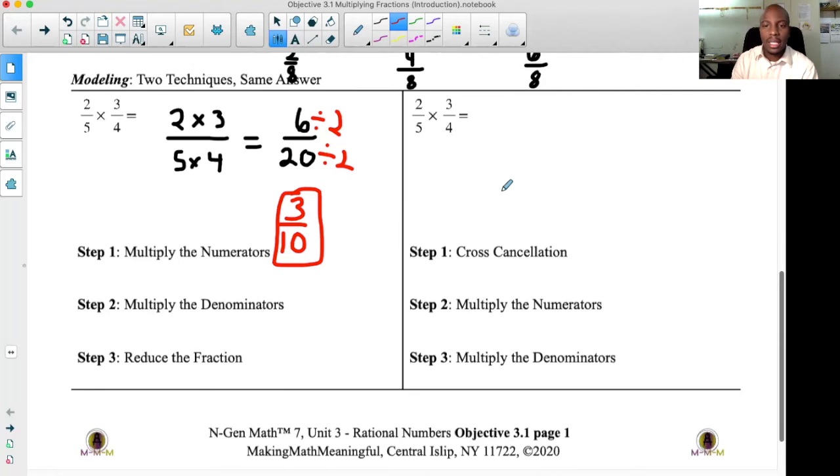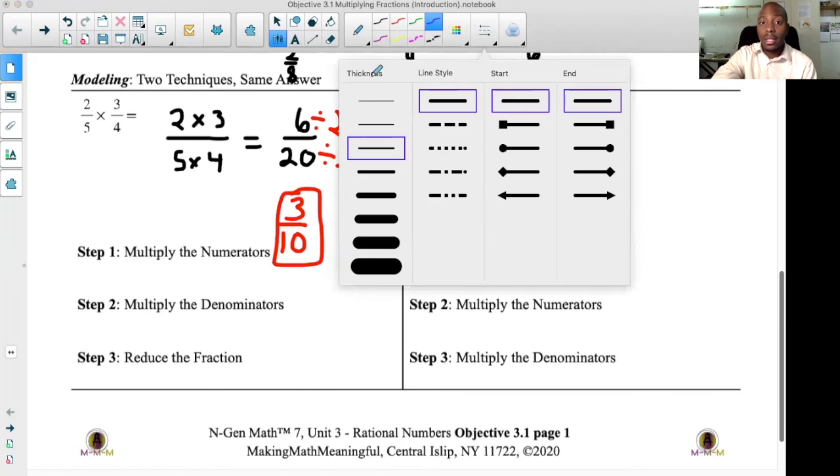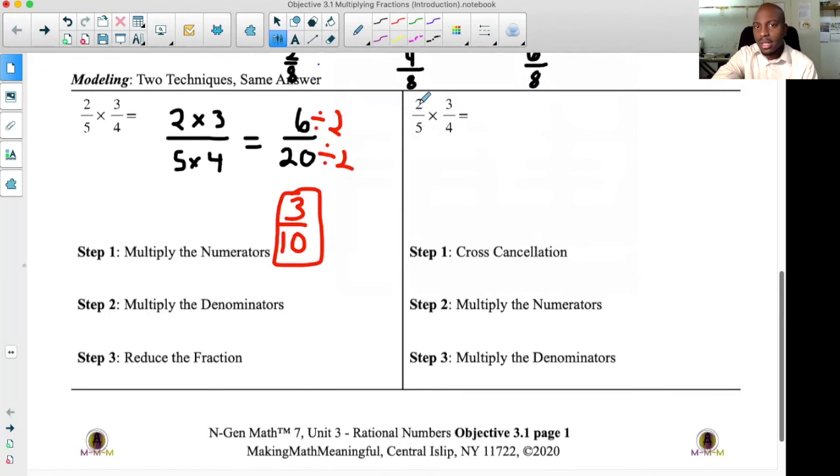Let's look at the second technique. The steps are this: we're going to cross cancel, then multiply numerators and multiply denominators. Don't confuse cross cancellation with cross multiplication. Notice it doesn't say cross multiplication, it says cross cancellation. This is a way of saying, if we look on the diagonals, can we cancel out before we multiply? And how do I know I can cancel? You look to see if the numbers on the diagonal go into each other.